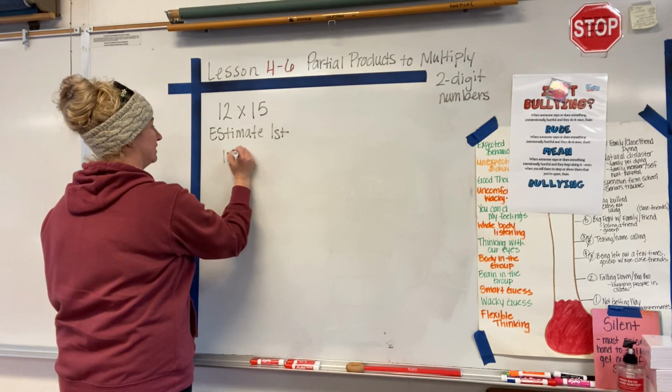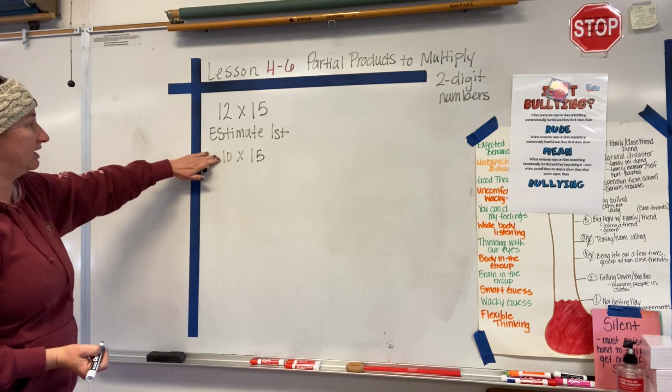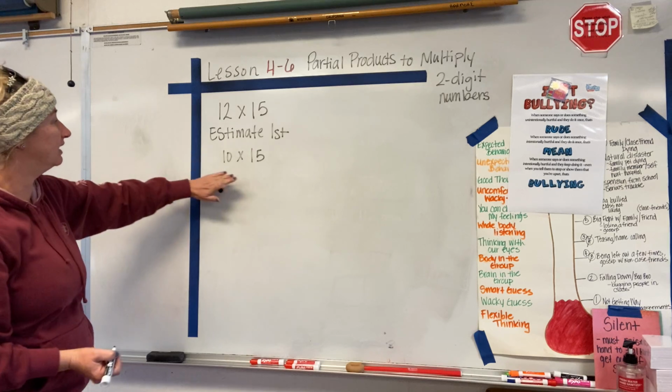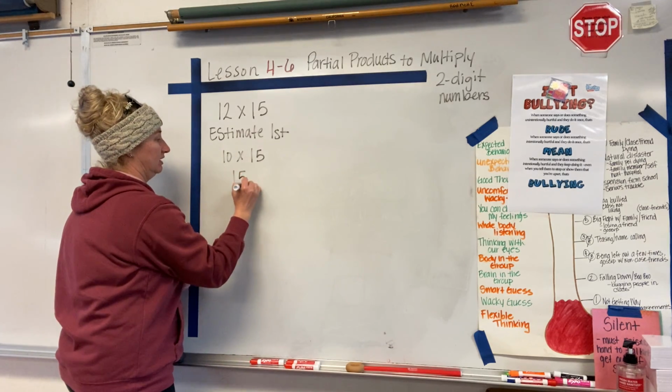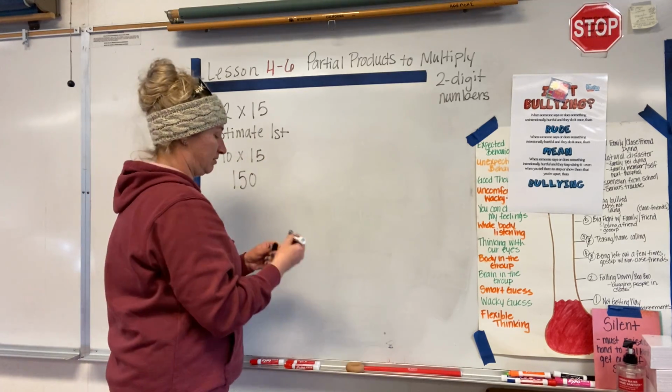And I'm going to do 10 times 15. Okay, because 12 is close to 10. That's an easy number to multiply by, and I get 150. Okay, so that's my estimate. So now we're going to do the real problem.